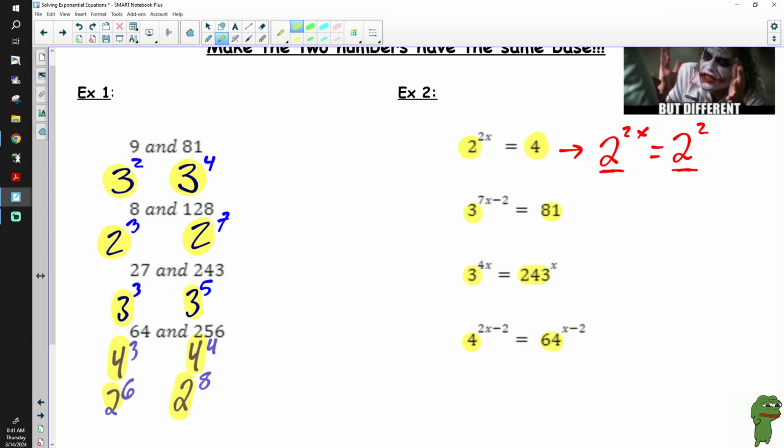To the 2x minus 2. 4 to the power of 2x minus 2 equals 64 to the x minus 2.